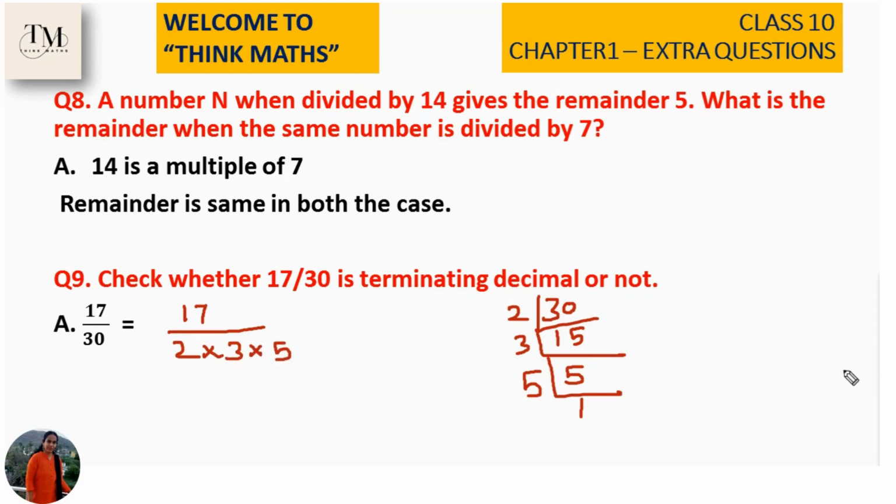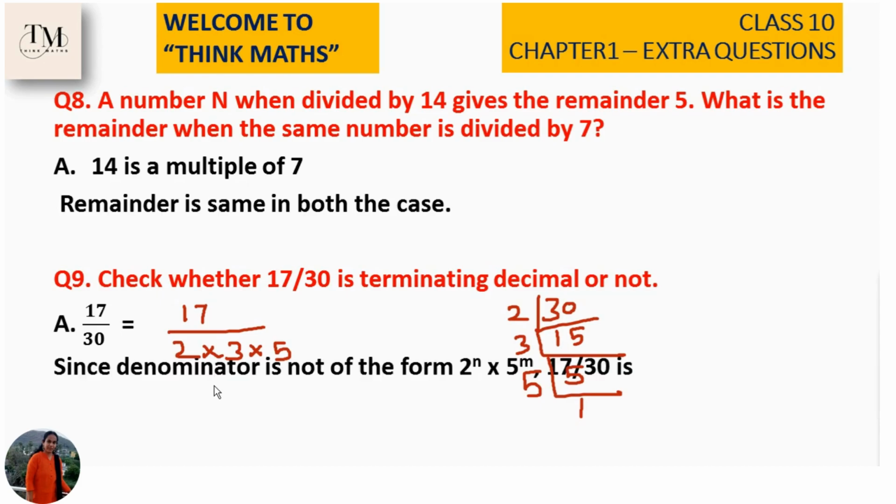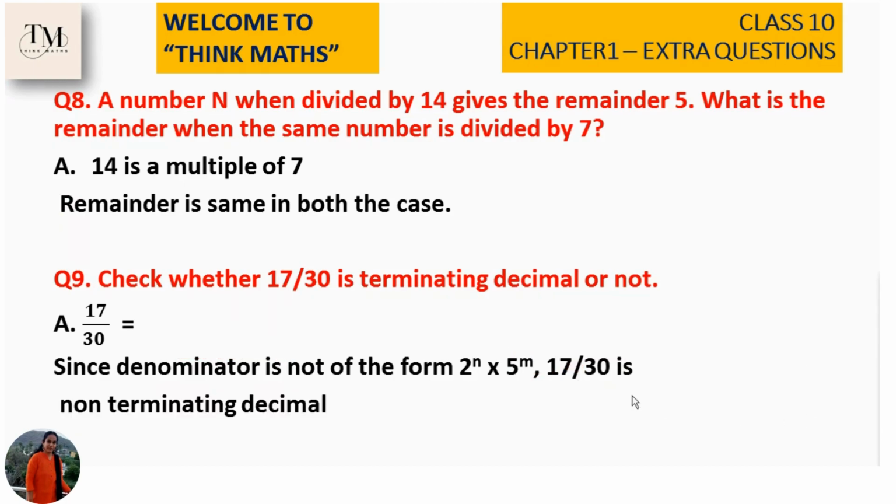But this denominator is not of the form 2 power n into 5 power n, because there is one extra 3. So we cannot say that 17 by 30 is terminating. So it is not terminating. Okay. So 17 by 30 is a non-terminating decimal.